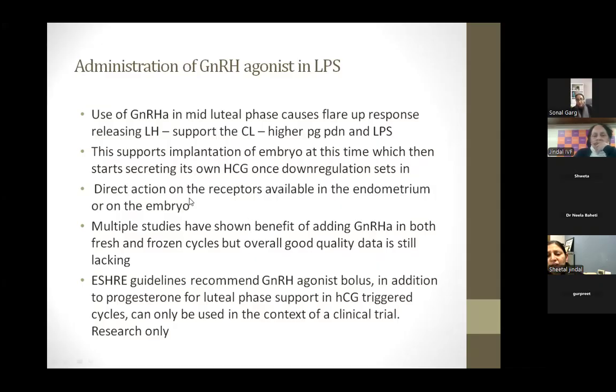Also, it has a direct action on the receptors present in the endometrium or on the embryo, and thus it can help in implantation. There are multiple studies which have shown benefit of adding a GnRH agonist in both fresh and frozen cycles, but the overall quality of data is still lacking. ESHRE still says that it should be used only in the context of a clinical trial and for research only, but there are definitely papers, and I think we will see more and more data about the use of GnRH agonist in luteal phase support in the mid-luteal phase.